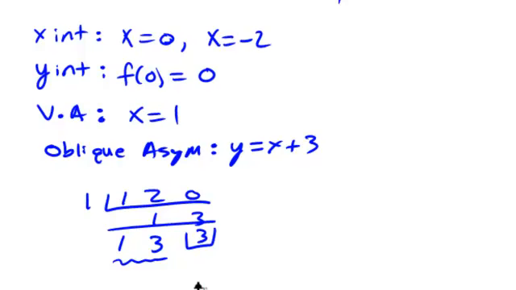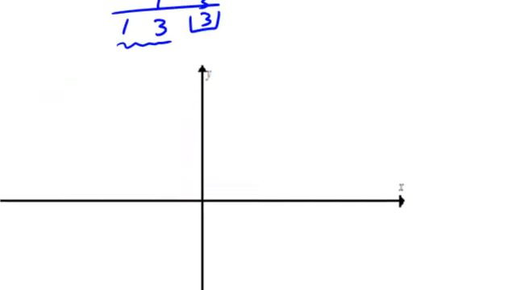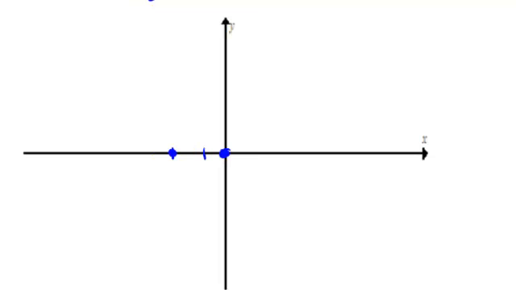Let's go ahead and graph the information that we have so far. We have an x-intercept at 0, the origin, and at negative 2. The y-intercept is at the origin as well, so that doesn't change. We have a vertical asymptote at x equals 1.